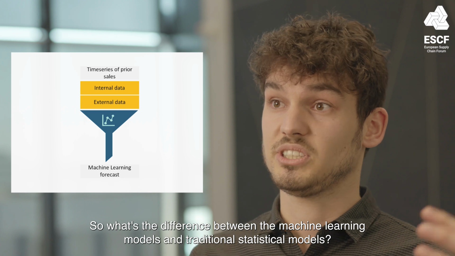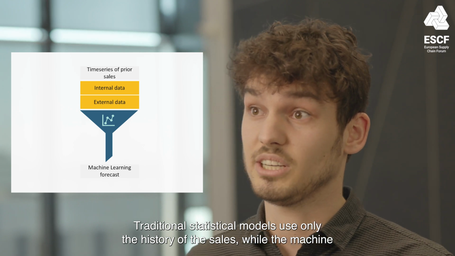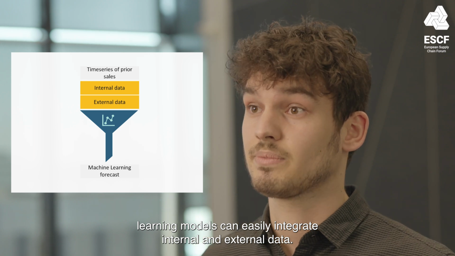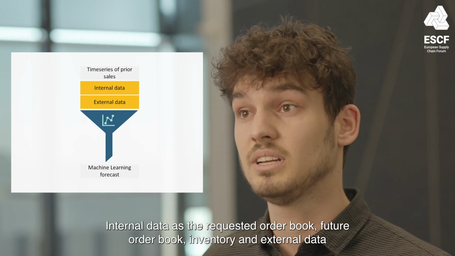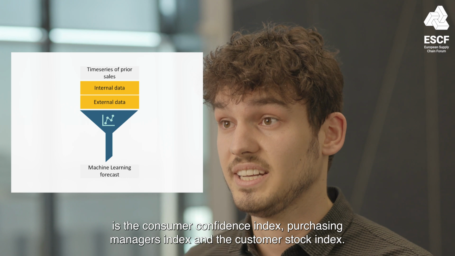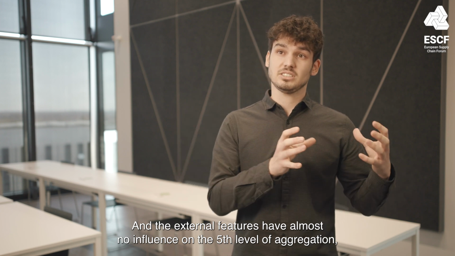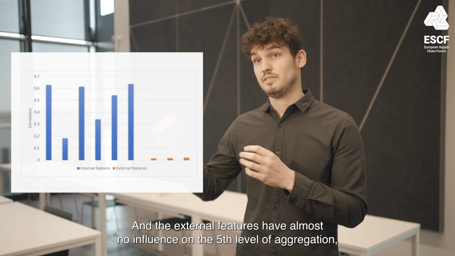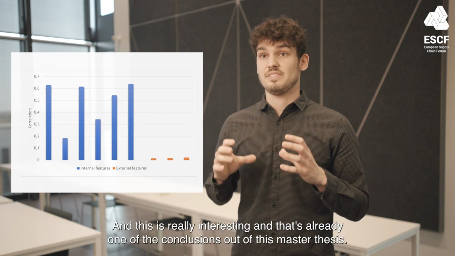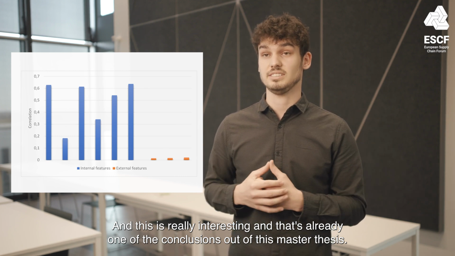So what's now the difference between the machine learning models and the traditional statistical models? Traditional statistical models use only the history of the sales, while the machine learning models can easily integrate internal and external data. Internal data is the requested order book, future order book, and inventory, and external data is the consumer confidence index, purchasing managers index, and the customer stock index. The external features have almost no influence on the 5th level of aggregation, but they do have an influence on the higher level of aggregation. And this is really interesting, and that's already one of the conclusions out of this master thesis.